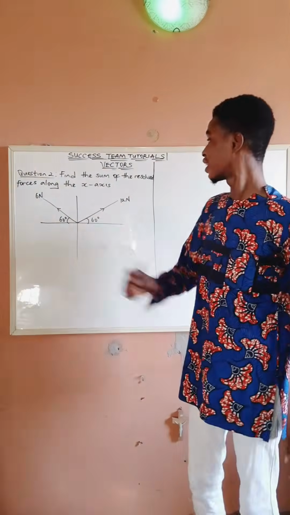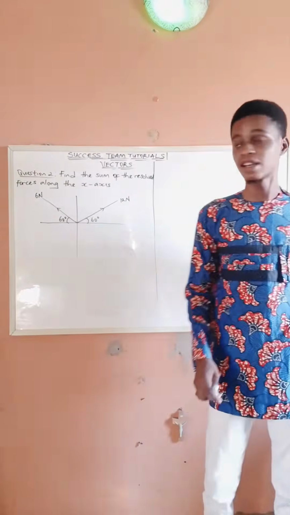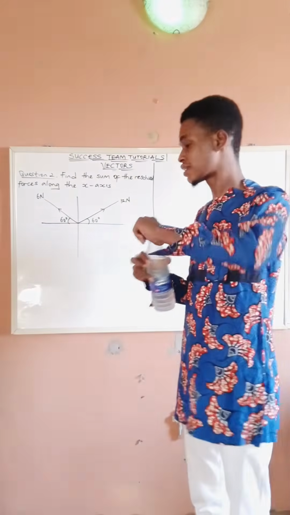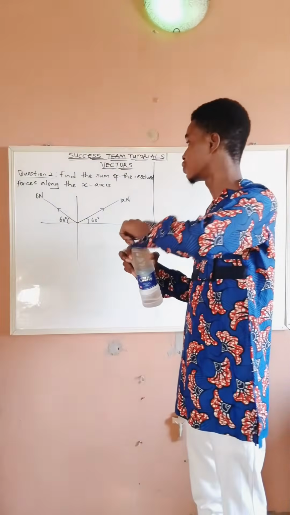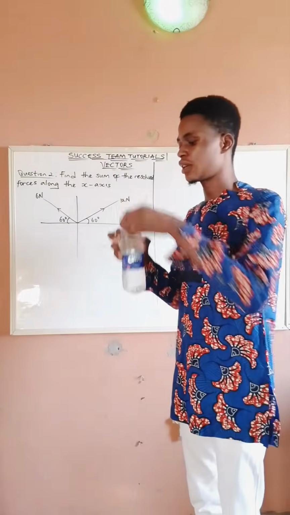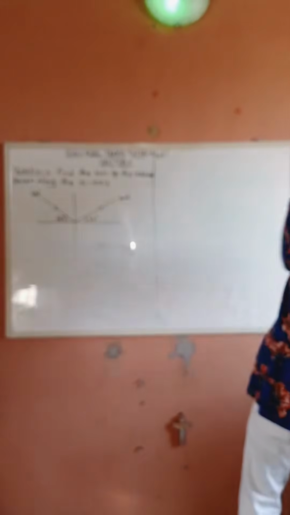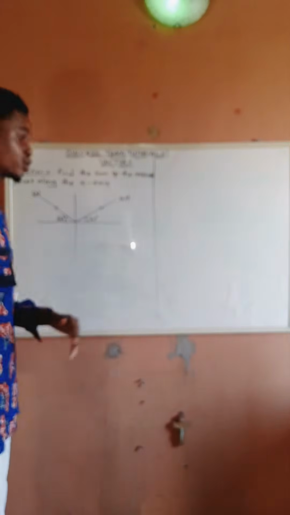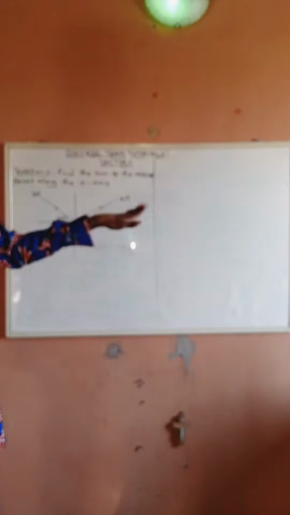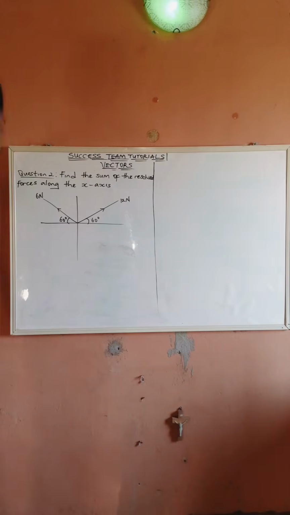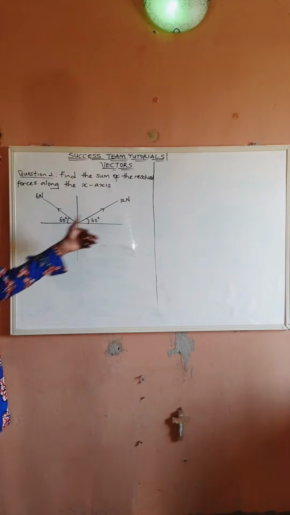Question 2 says find the sum of the resultant forces along x-axis. Very, very simple. So now how are we going to solve it? Now I have two forces in this case. I have 6 Newton and I have 12 Newton, and we want to find the sum along x-axis. It's very, very simple actually. Now this one is 60 degrees, here 60 degrees, right?